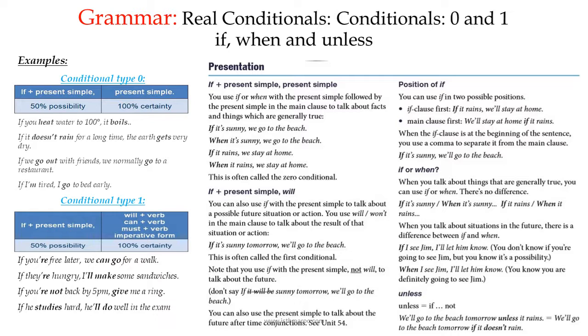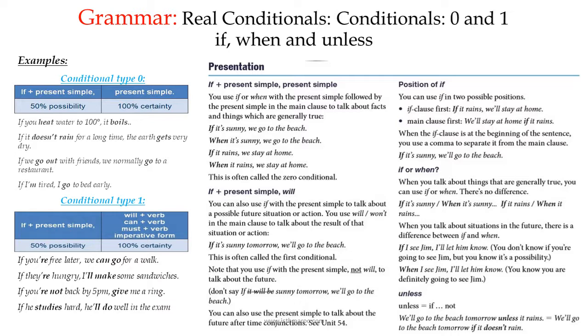3, if we go out with friends, we normally go to a restaurant. 4, and finally, if I'm tired, I go to bed early. Conditional type 0, you can use it also with the imperative. For example, you see one of your friends pale, so he doesn't look good, and you tell him, if you are sick, visit a doctor. So this is like a kind of imperative.